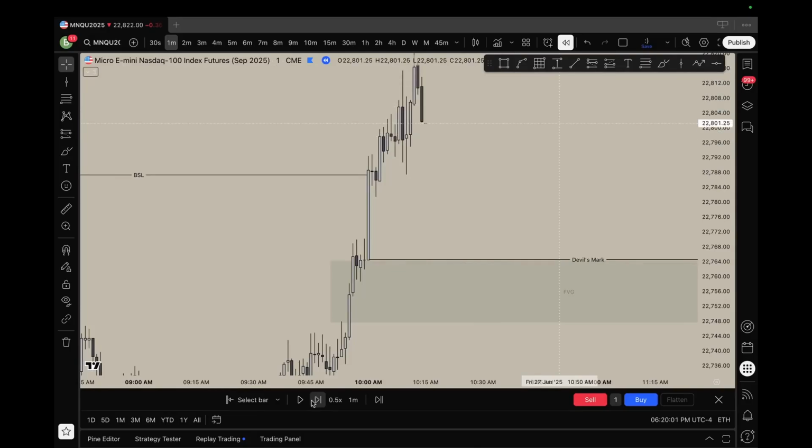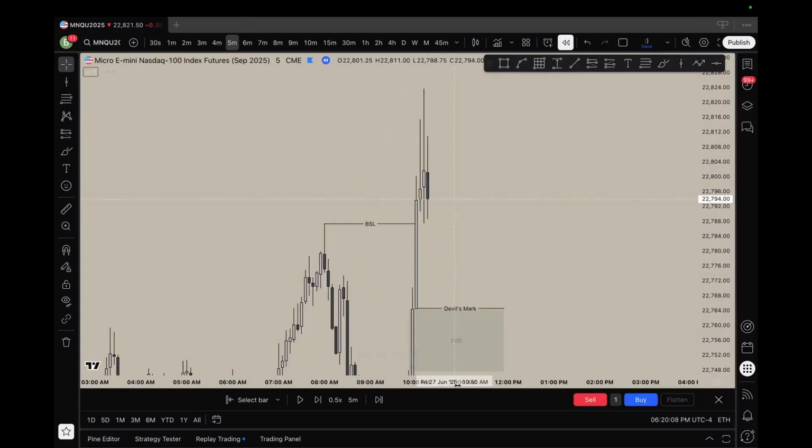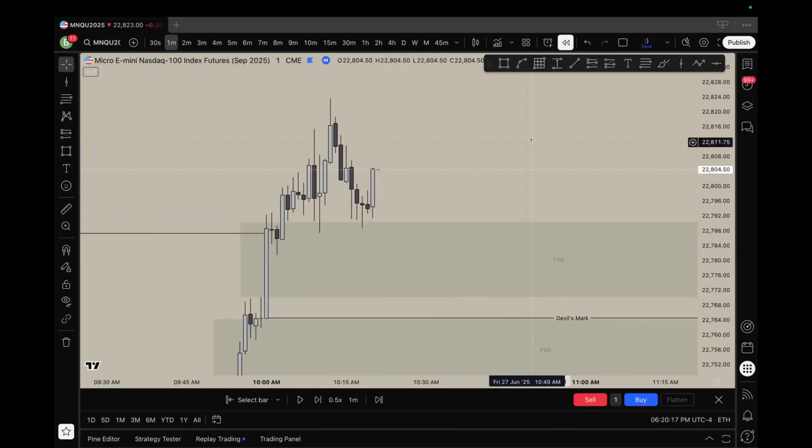So as you can see here, price drops around, and we actually had an idea here that a lot of people took. And I told people, I'm not taking this long. People were like, oh, but we're bouncing off a 5 minute, and we have a 1 minute inversion. And there was also an SMT at this low.